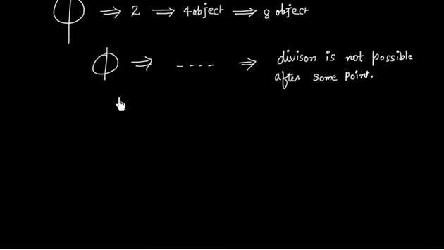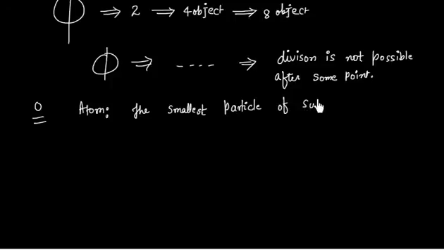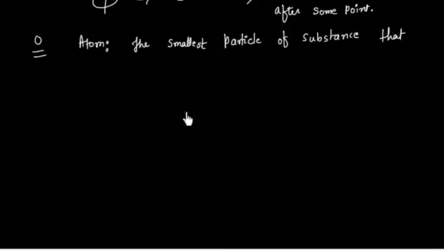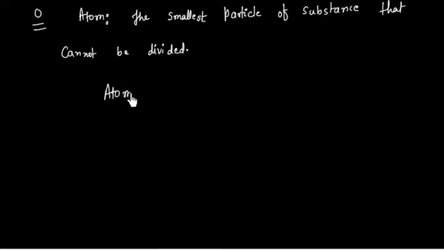And now the object that cannot be divided, the smallest object that cannot be divided, is called an atom. So we have the definition of atom: the smallest particle of substance that cannot be divided is called atom. Basically the word atom comes from the Greek word atomos.